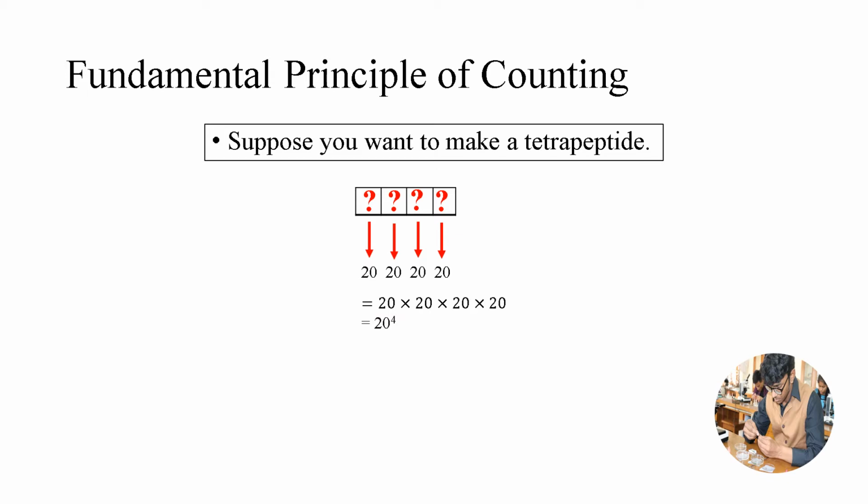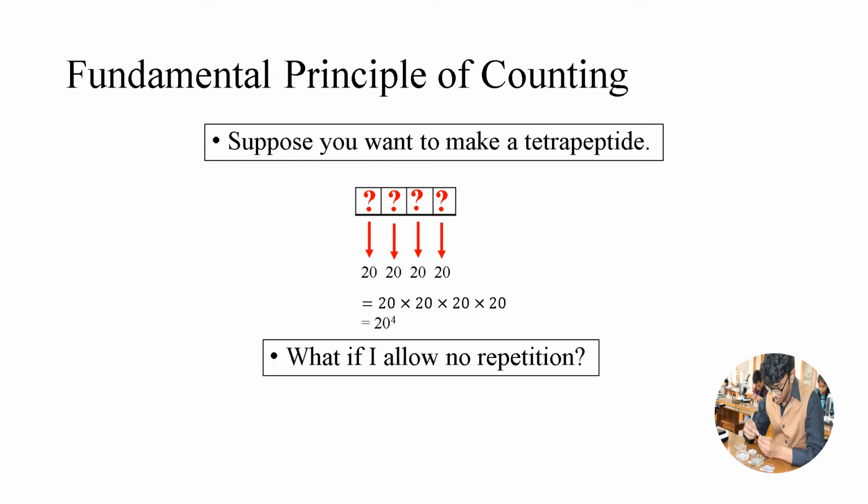Now if I allow repetition, that there can be the same amino acids in the protein, like you can have alanine, alanine, alanine, alanine, then for the second block also I again have 20 amino acids from which I can choose. So for all 4 boxes I have 20 choices, so the total number becomes 20 raised to the power 4.